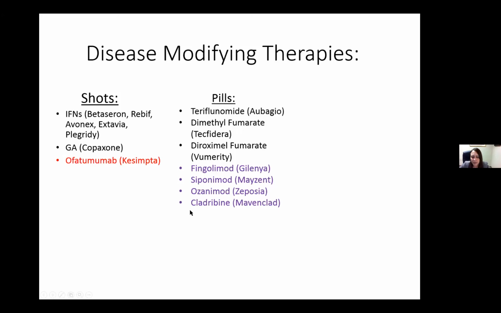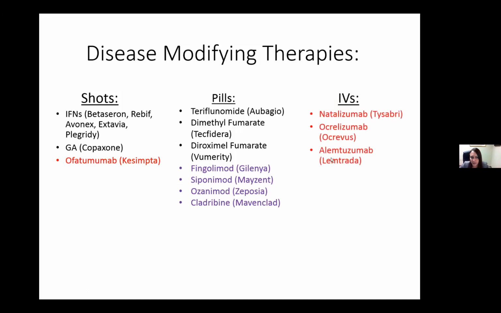And then Mavenclad or cladribine is an immune reconstitution therapy. So it's an oral medication that you take. You do 1 course and then you do it a month later, and then you repeat the whole thing a year later. And what it does is deplete certain cells in the immune system and then allow them to reconstitute over time. And the idea is that the immune system is friendlier and that different subsets of lymphocytes grow back and that you're less likely to have relapses for a period of time afterwards.